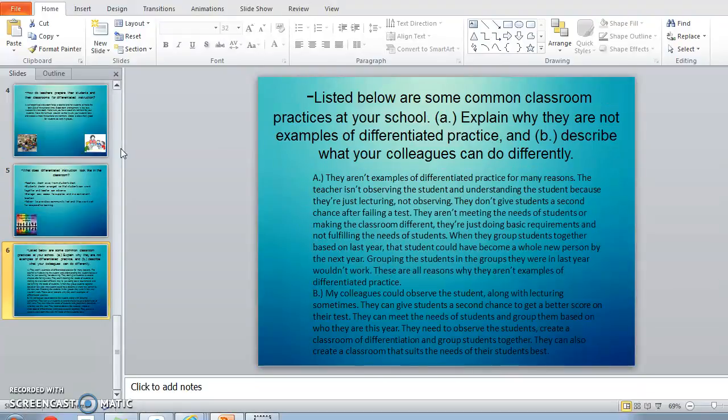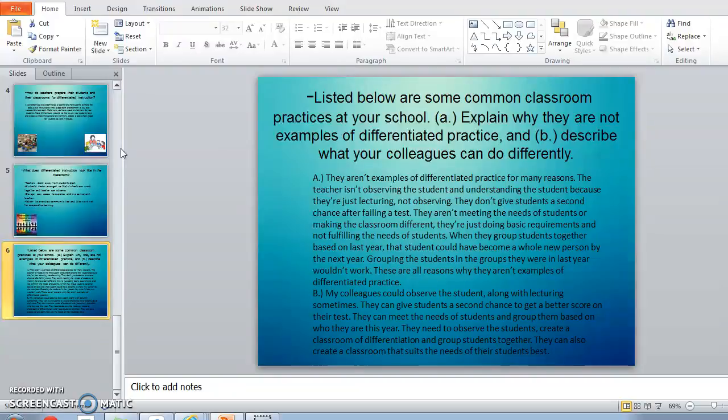And then we have, so there were some common classroom practices at your school, and then we had to explain why they weren't examples of differentiated practice, and then describe what the colleagues can do differently. So the teacher wasn't observing the student. The teacher didn't give a second chance after failing a test. Those are some of the examples of what wasn't differentiated practice.